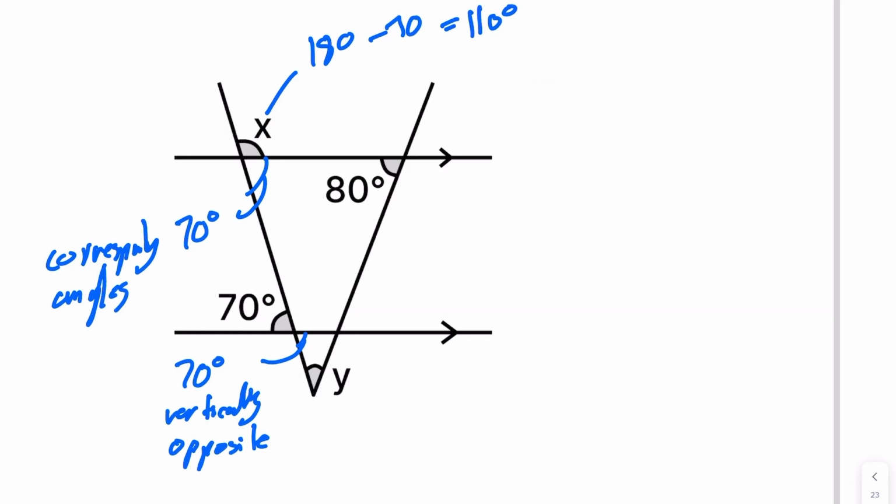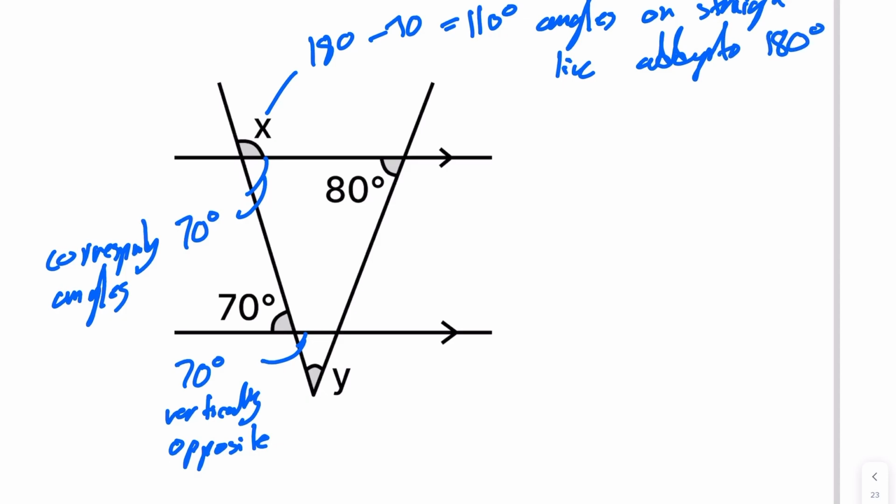on a straight line, in fact, angles on a straight line add up to 180. So we have that as well now. And now we just need to find what Y is.